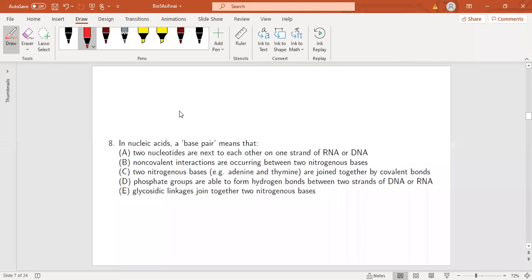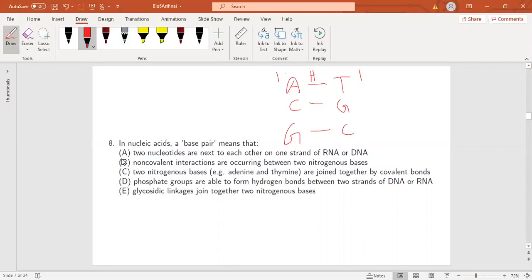So number 8 is asking, in nucleic acids, a base pair means that. So when you hear a base pair, you should think of DNA or RNA bases. So we'll think of like adenine, cytosine, and guanine in this case. And they base pair with another complementary strand, right? So in this case, let's just say thymine, guanine to cytosine. So as you can see, this involves 2 distinct strands, right? One here and the other strand over here. And in the middle, they're connected by H bonds, right? Hydrogen bonds. So let's keep that in mind.